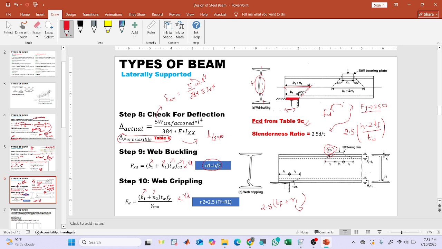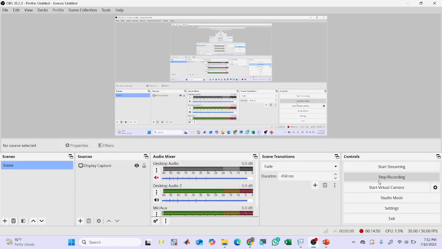So this is how we do it for laterally supported beams. I hope this video was helpful from a theoretical perspective. In the coming video, I will be discussing some numericals to help you more with the concepts. Thank you for watching.